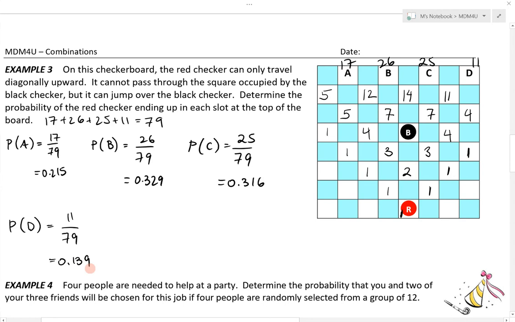So based on these probabilities, which one is it most likely to end up in? Well, it's the one with the most paths. So therefore, the red checker is most likely to end up in slot B.